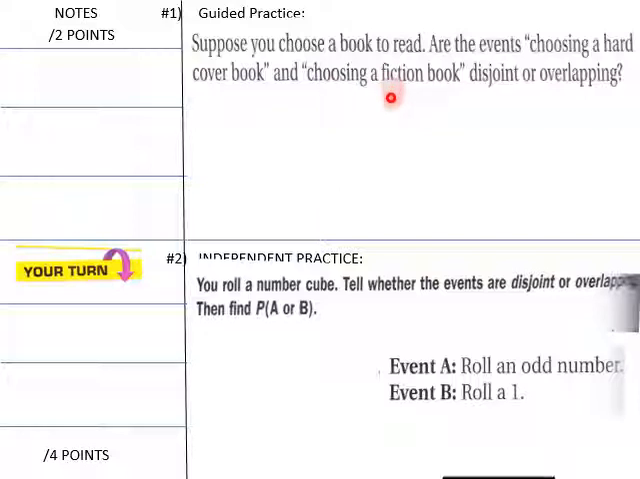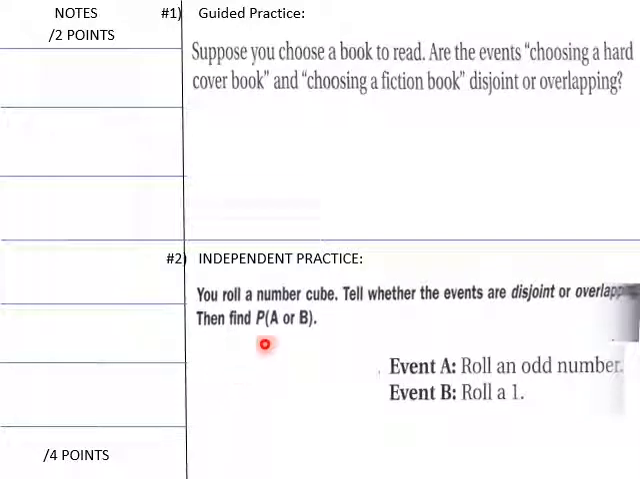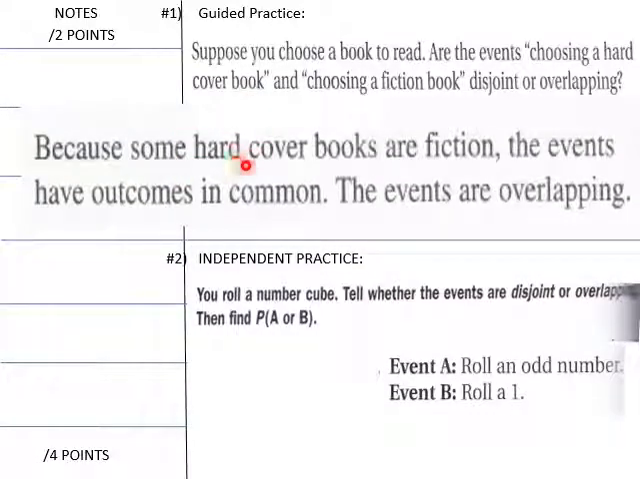Suppose you choose a book to read. Are the events choosing a hardcover book or choosing a fiction book disjoint or overlapping? Students, this is yours down here. You roll a number cube, tell whether the events are disjoint or overlapping, then find the probability of A or B. So event A, roll an odd, event B, roll a 1. So that's yours. Okay, so our guided practice becomes: some hardcovers are fiction. The events have outcomes in common. The events are overlapping. And then down here, students, remember this is yours. Respond to that.